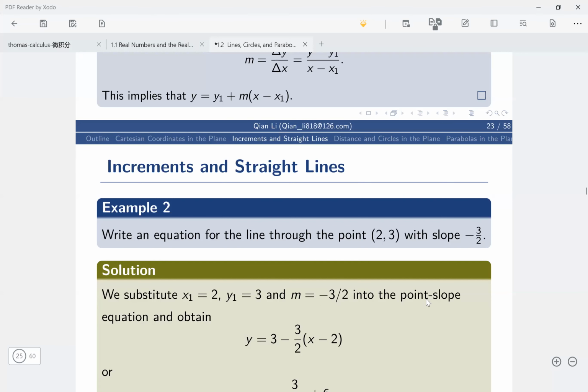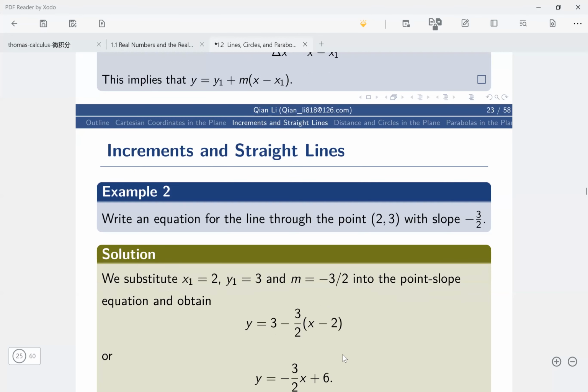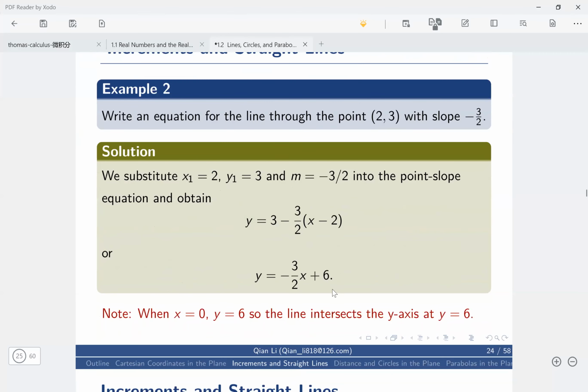So the point-slope equation will be y equals 3 minus 3 over 2 multiplied by x minus 2, right? So this is the equation of the line, and then we can write this equation as y equals negative 3 over 2 multiplied by x plus 6. So this is the equation of this line.